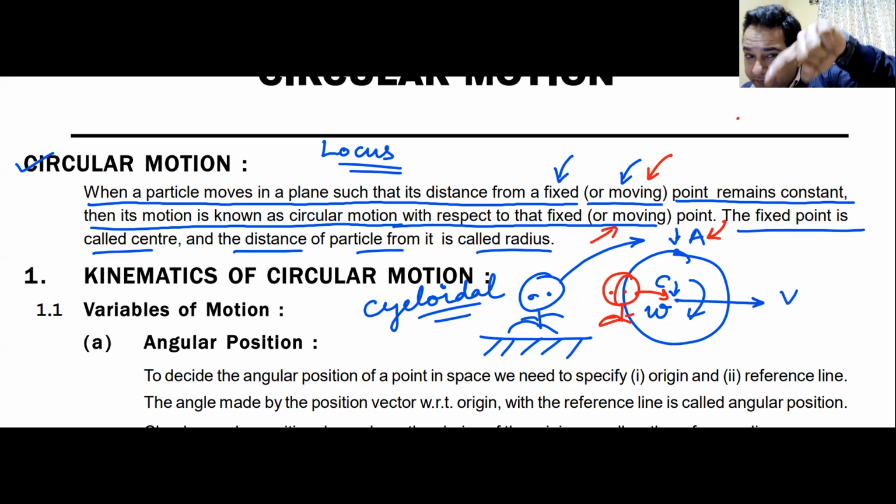This given point can be fixed, it can be moving, it can be accelerating, doesn't matter. This motion is known as circular motion. The fixed point or the moving point or the accelerating point is known as the center of the circle, and the distance of the particle from that fixed point, moving point or accelerating point is known as the radius of the circle. I'll give you a minute to note this down. If you have any problems, anything that is troubling you, please ask. One minute to note it down.